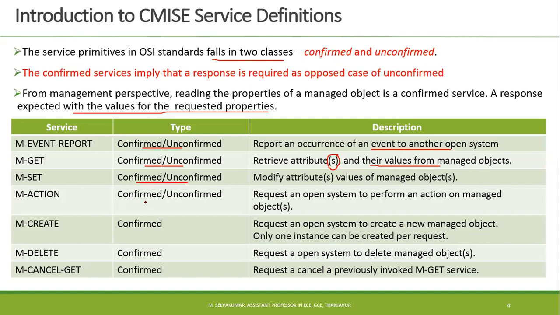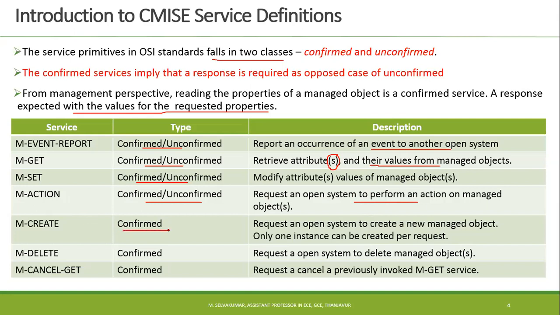And M-ACTION is a confirmed or unconfirmed service. It requests an open system to perform an action on the managed objects. So M-ACTION is also a confirmed or unconfirmed type. It has to perform some new actions according to the values of the set information that have to be done by these services.